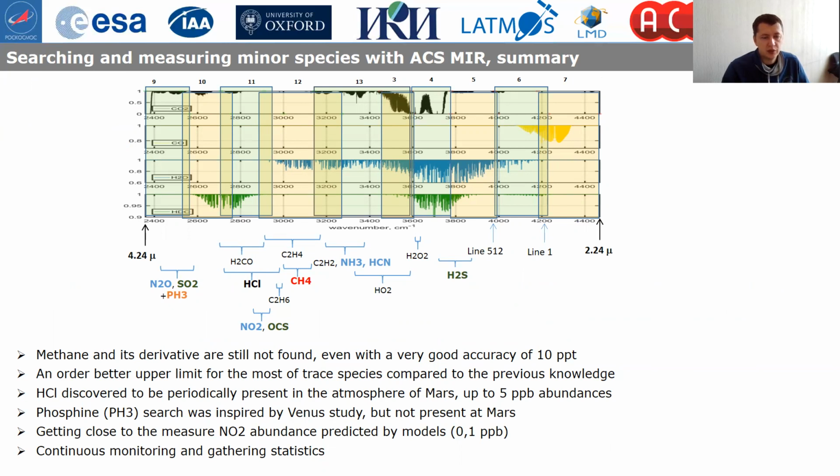Phosphine is not on Mars, and that is not a surprise, but it was worth checking. The primary goal now is NO2 measurements because we're close to the predictions of the models, and we of course continue working, and the instrument is in a good shape, so we have things to be done.